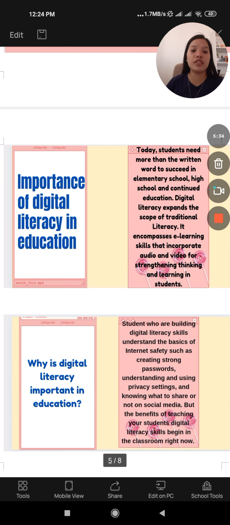So, the importance of digital literacy in education. Today, students need more than the written word to succeed in elementary school, high school, and continuing education. Digital literacy expands the scope of traditional literacy. It encompasses e-learning skills that incorporate audio and video for strengthening thinking and learning in students.